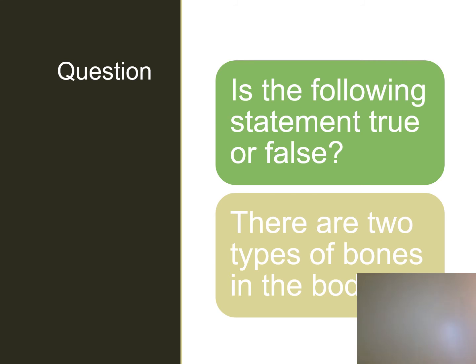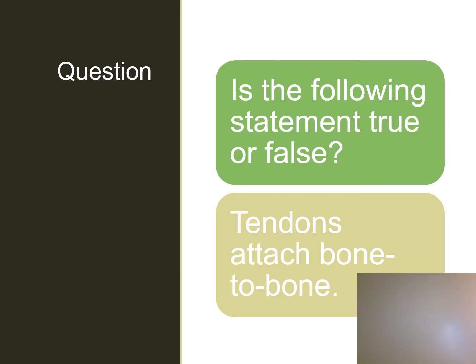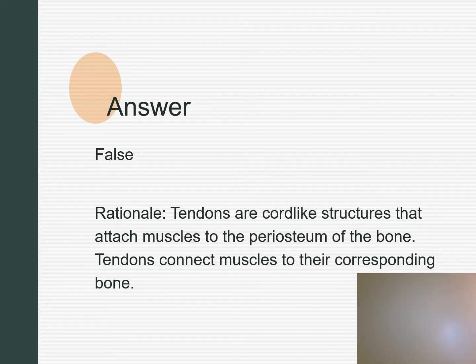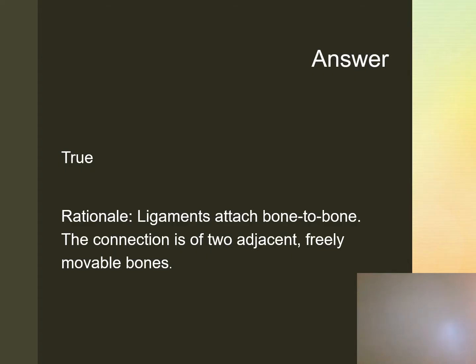So true or false? There are two types of bones in the body. And this is false. We've got short, long, flat, and irregular bones. There are two types of bony tissue, however. So once again, true or false? Tendons attach bone to bone. This is also false. They attach muscle to bone. Again, true or false? Ligaments attach bone to bone. And this is true.